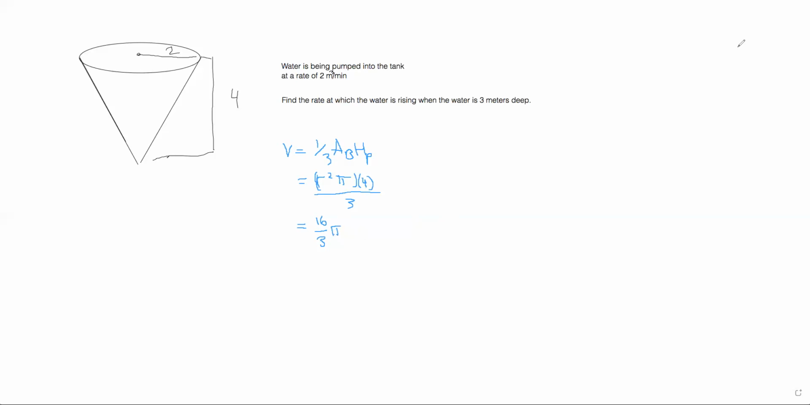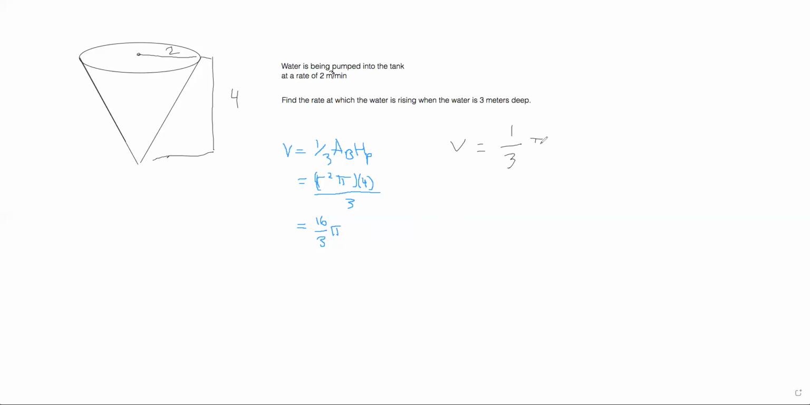I skipped some steps, but it shouldn't be a problem. All right. Before we do that, though, we want to use implicit differentiation and take the volume to find the derivative of the volume with respect to time. So we have 1/3 pi r squared h.